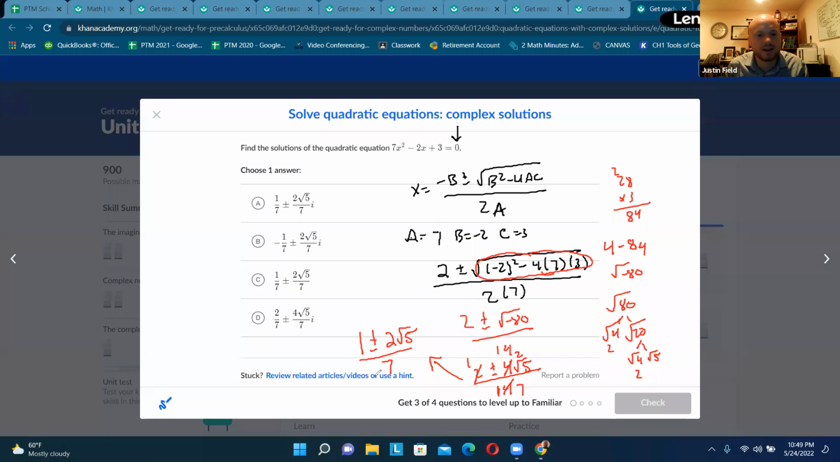Do I see that? All right. Okay, we could write it like this: 1/7 plus or minus 2 root 5 over 7. Do I see that? 1/7 plus or minus 2 root 5 over 7. Okay, let's click it.